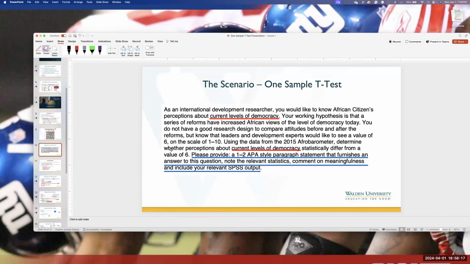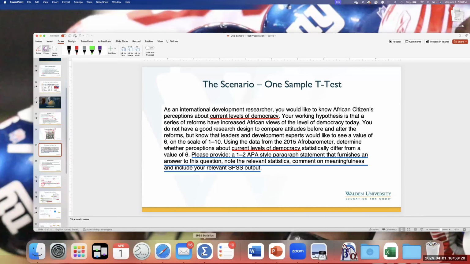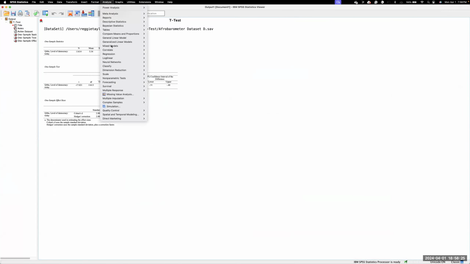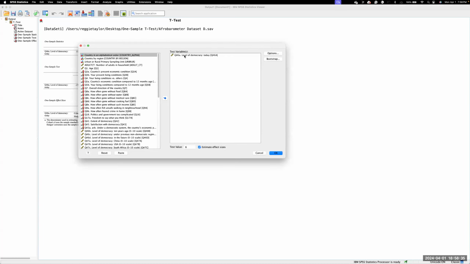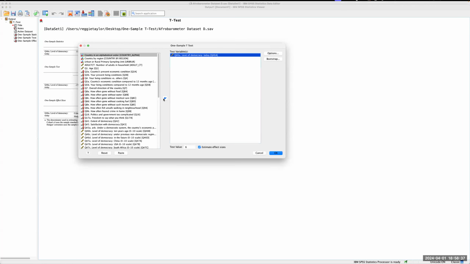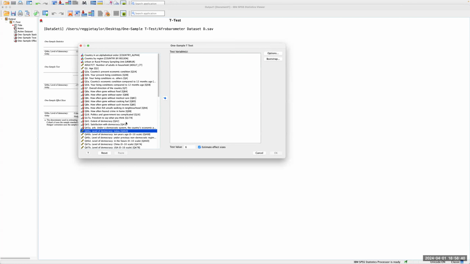Okay, thank you. Now, when you come back in here, everyone, let's look at one more example. Analyze, compare means, the one sample t-test. I'm going to take this one out, which is the current level, and put in the level of democracy 10 years ago. And the test value is 6. It doesn't change. We hit OK.